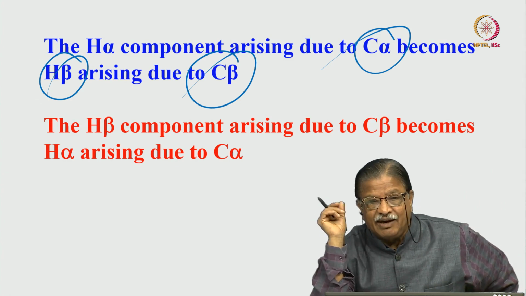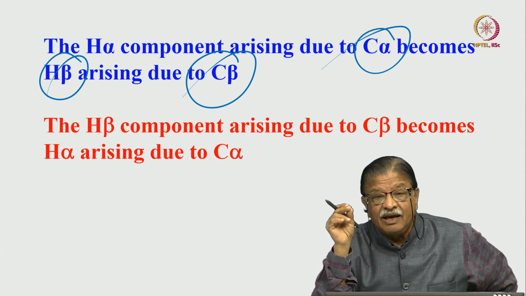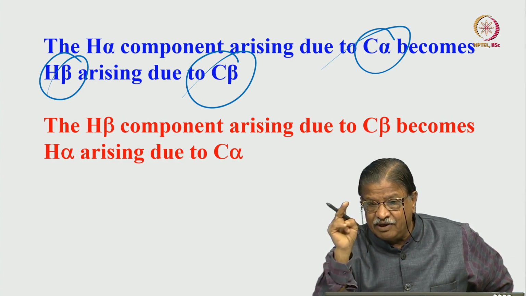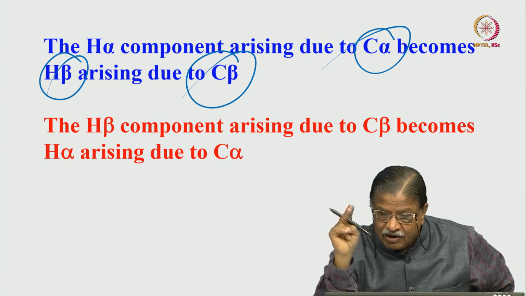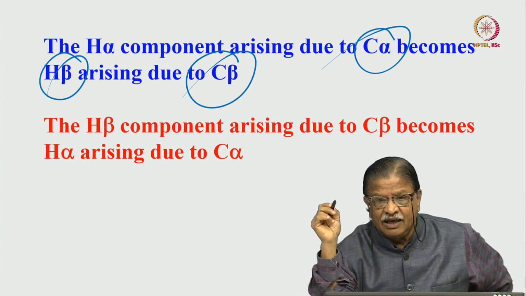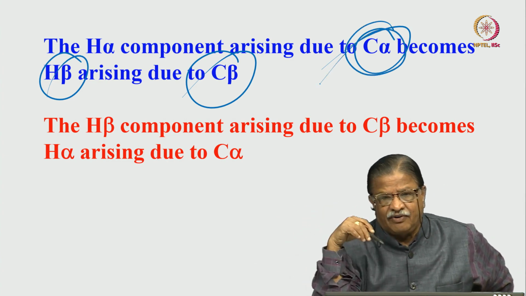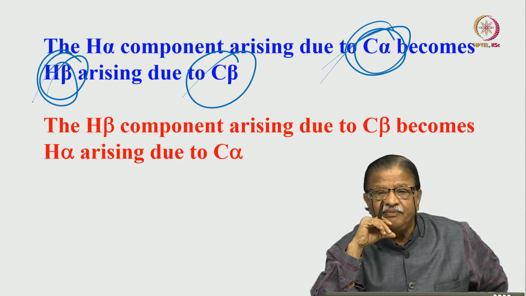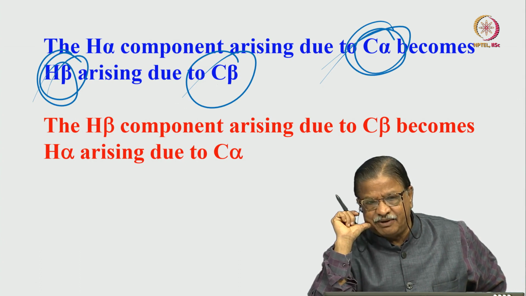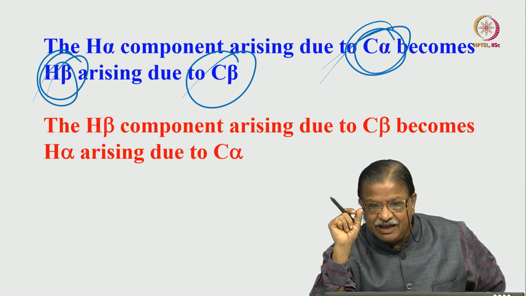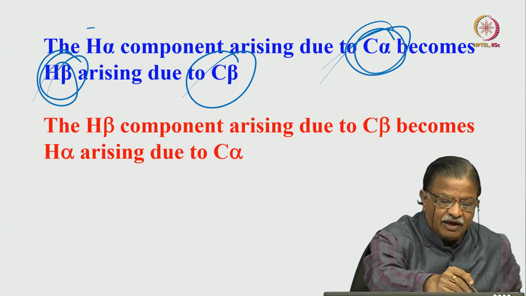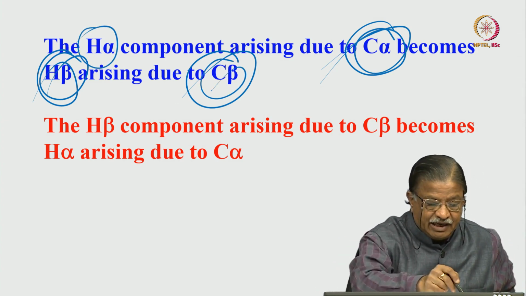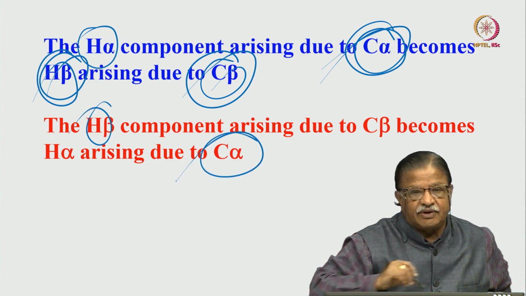H alpha, which was coming from C alpha, remember, before the 180 pulse, the two alpha and beta components of the doublet correspond to the alpha and beta components of carbon 13. H alpha, which was coming because of C alpha, now becomes C beta or H beta. Why? Because we are applying a 180 pulse on carbon. Though we are interchanging, we are inverting the population. So H alpha is now because of C beta. Similarly, H beta is now because of C alpha.